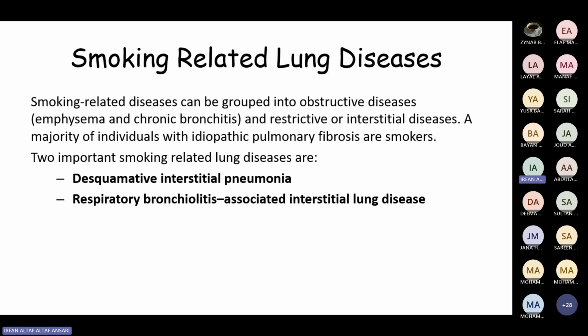Now, as I told you, the smoking related lung diseases. You have smoking related obstructive diseases like emphysema and chronic bronchitis, and the restrictive or interstitial lung diseases. In idiopathic pulmonary fibrosis, a majority of the patients are also smokers. So smoking causes many diseases in the lung, even lung cancer. But there are two very important diseases specifically related to smoking: desquamative interstitial pneumonia and respiratory bronchiolitis associated interstitial lung disease.